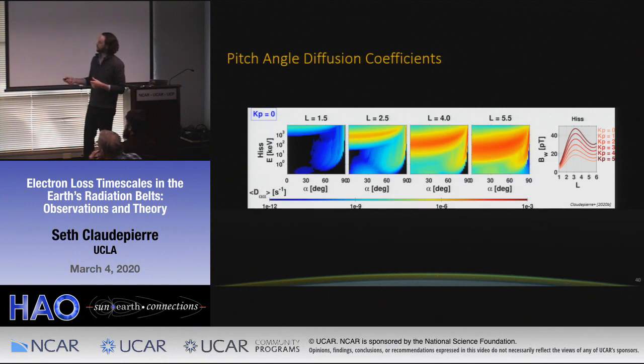Okay, so these are diffusion coefficients just due to hiss waves. So how do we do this? We have some empirical database of the hiss wave amplitudes, say. This is hiss wave amplitude plotted versus L.